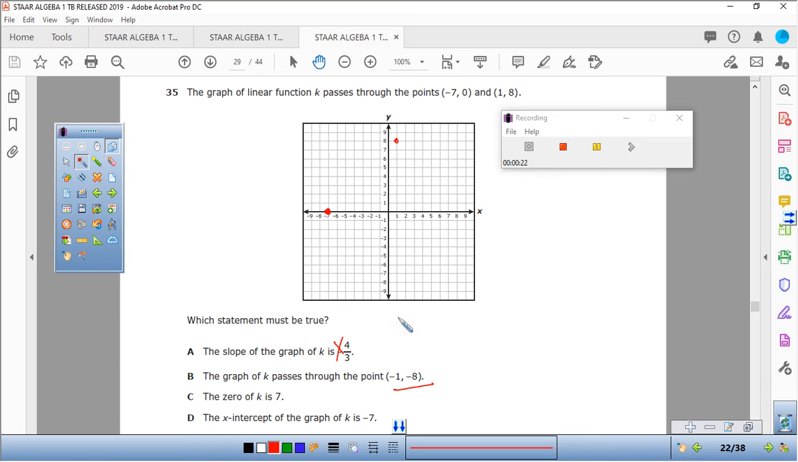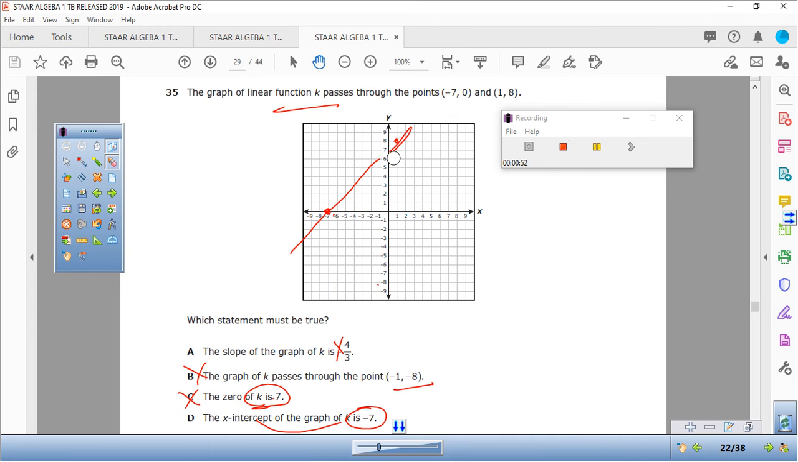Passes the points negative 1, negative 8? No. The 0 of k. Yeah, I like that one. So far that looks good. The x-intercept of k is negative 7. Ooh, my bad. This is 7, but it's supposed to be a negative 7. So that one's wrong. This one's correct. X-intercept, yes. I agree. So that's that one.